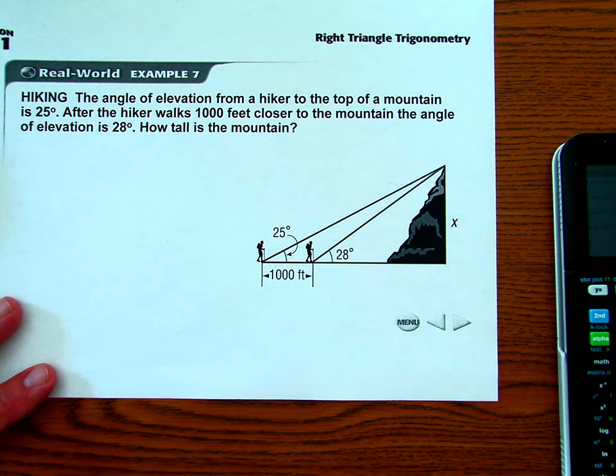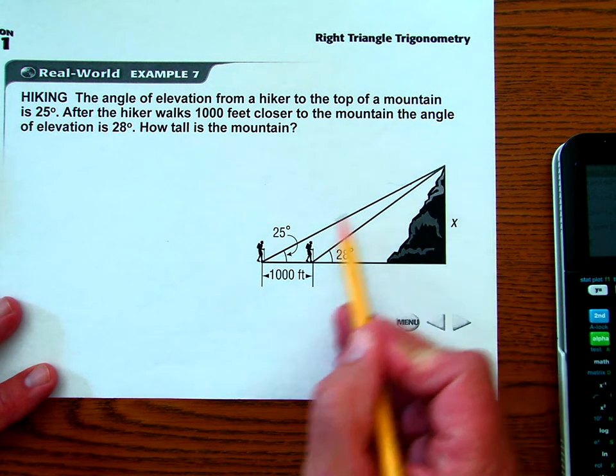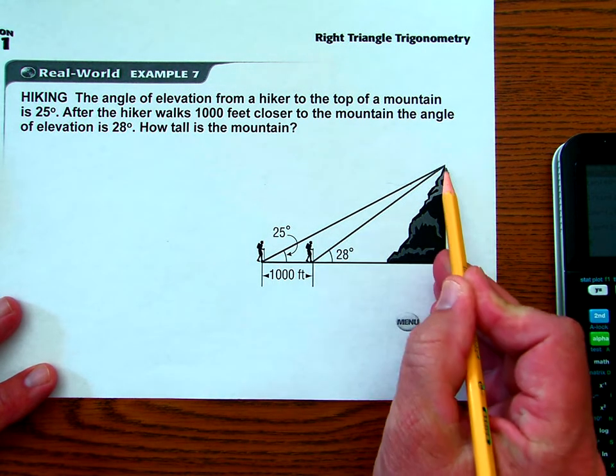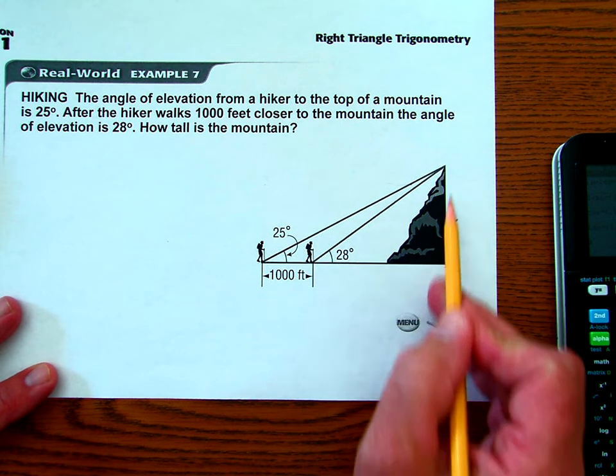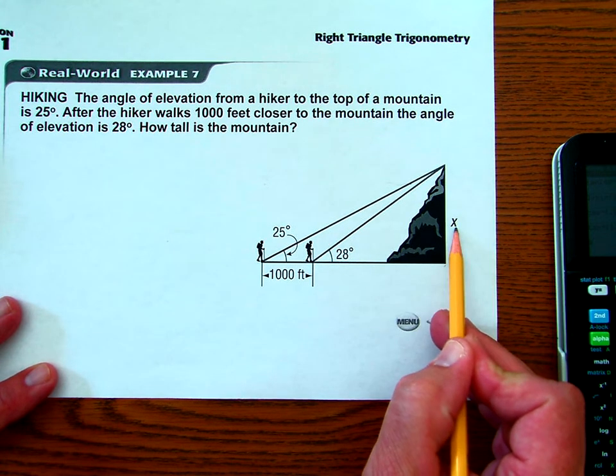So what we have here is a bigger outer right triangle and a smaller inner right triangle, but they share this side in common. So that side is what we're looking for. That's the height of the mountain. They've already labeled that x.